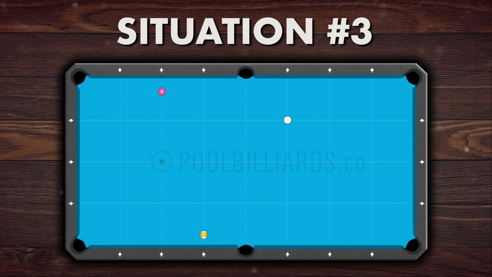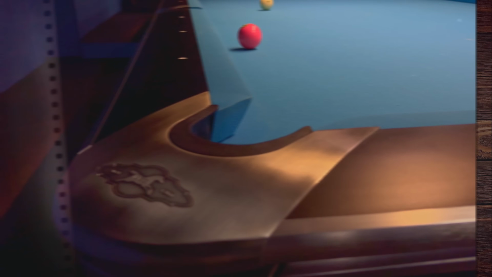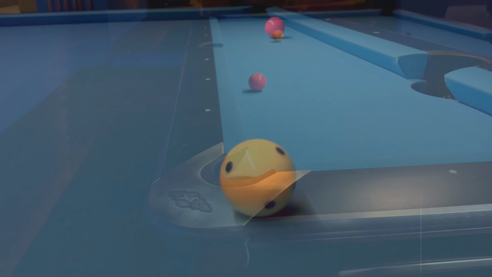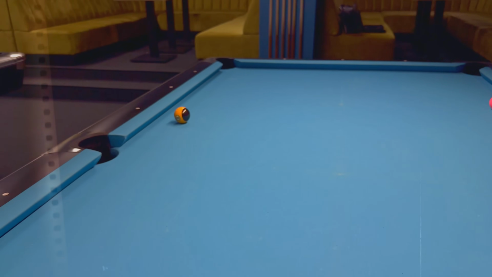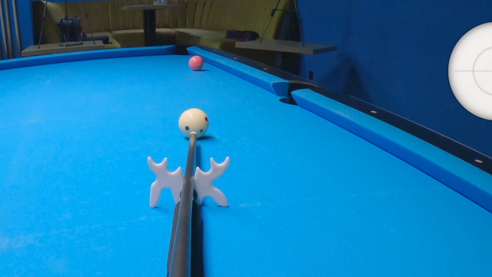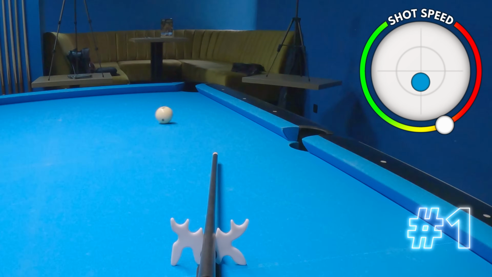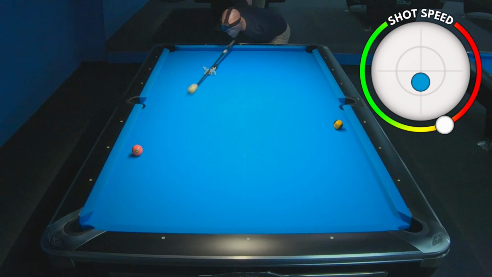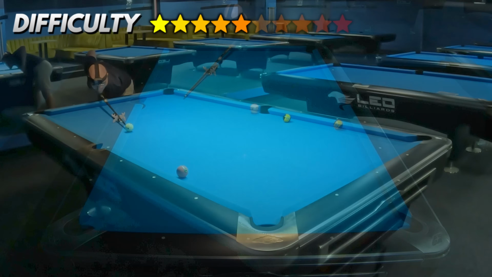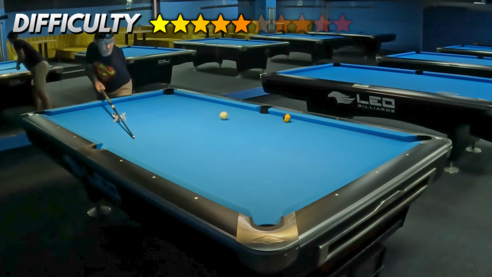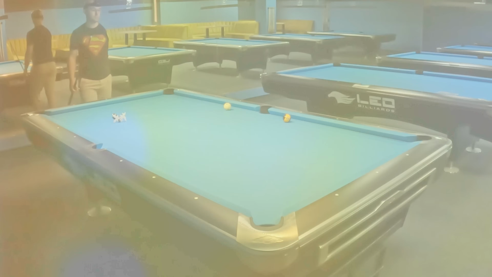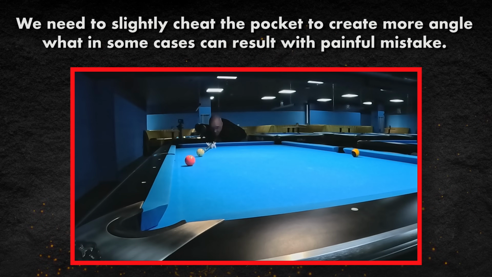We need to face the third extremely common scenario where this time we have a very small angle and we need to transfer the cue ball to the right side of the table for the 9 ball. First, the very obvious solution which I can see among players is to hit the cue ball slightly below its center and use very high speed to go for the 9 ball contacting only one rail. During this shot, we need to slightly cheat the pocket, which in some cases can result in a very painful mistake.